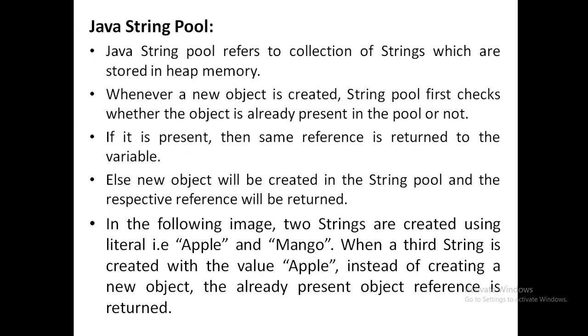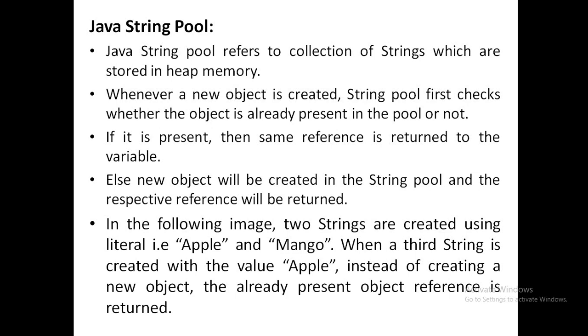Java string pool. The Java string pool refers to the collection of strings which are stored in the heap memory. Whenever a new object is created, the string pool first checks whether the object is present in the pool or not. If it is present, then the same reference is returned to the variable. Else, a new object will be created in the string pool and its respective reference will be returned.